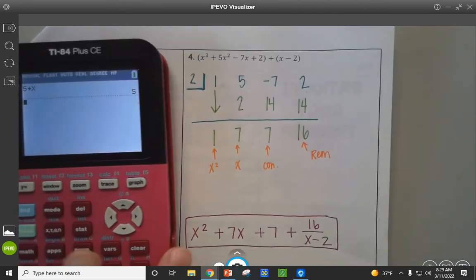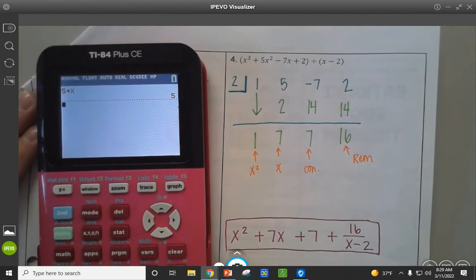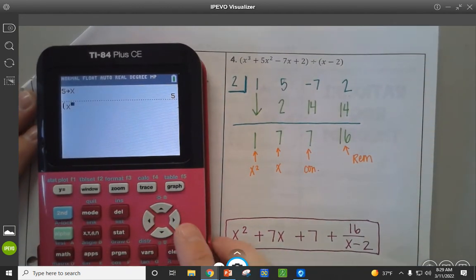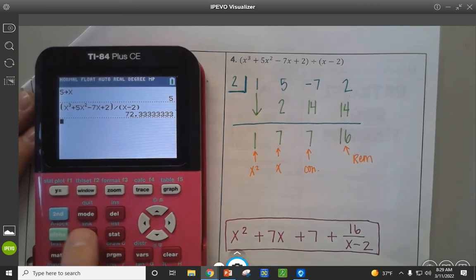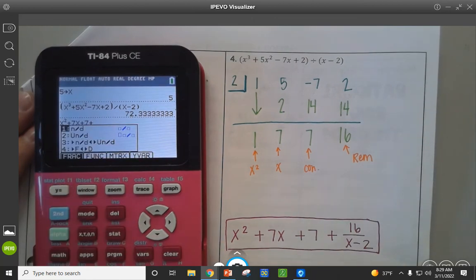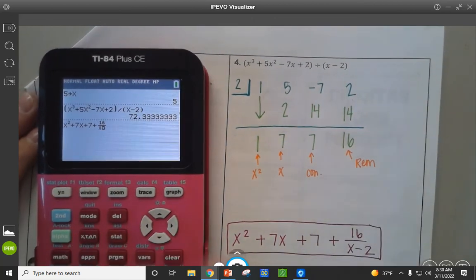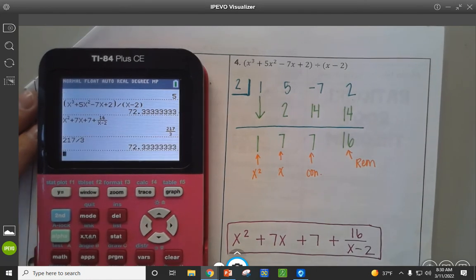5 store x. And then I'm going to type in x cubed plus 5x squared minus 7x plus 2 divided by x minus 2. And then I'm going to test out my answer. x squared plus 7x plus 7 plus 16 over x minus 2. And you get the same thing. So easy way to check your answer.